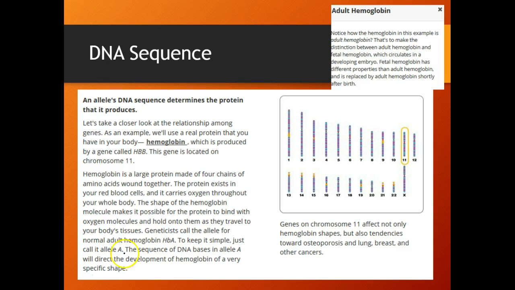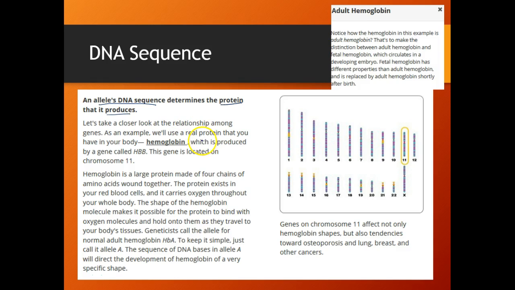So then this leads us to the conclusion that alleles, DNA sequences, because they vary from one version to the next, those sequences must determine the protein that it produces. So if you have a different sequence, it must produce a different protein.